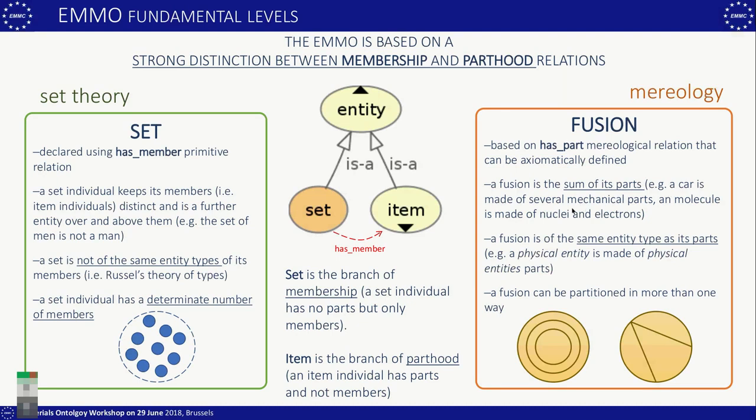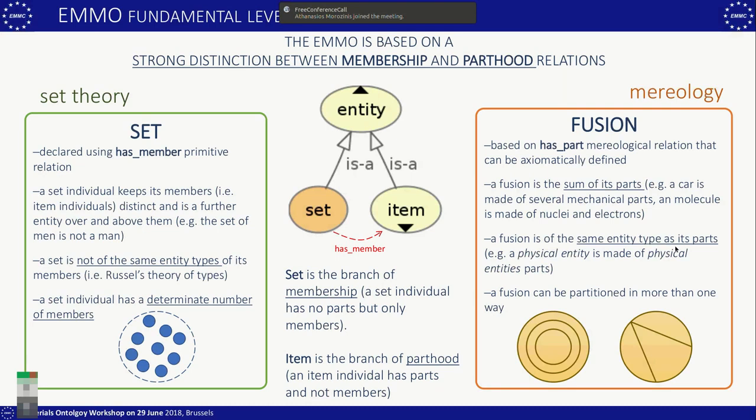A car is made of several mechanical parts. A molecule is made of nuclei and electrons. So in this sense, a car is not a set of parts, it's a fusion of parts. If you separate the parts and they are no more a car, then these parts are members of a set, if you want to create the set of the parts that can be used to build a car, for example.